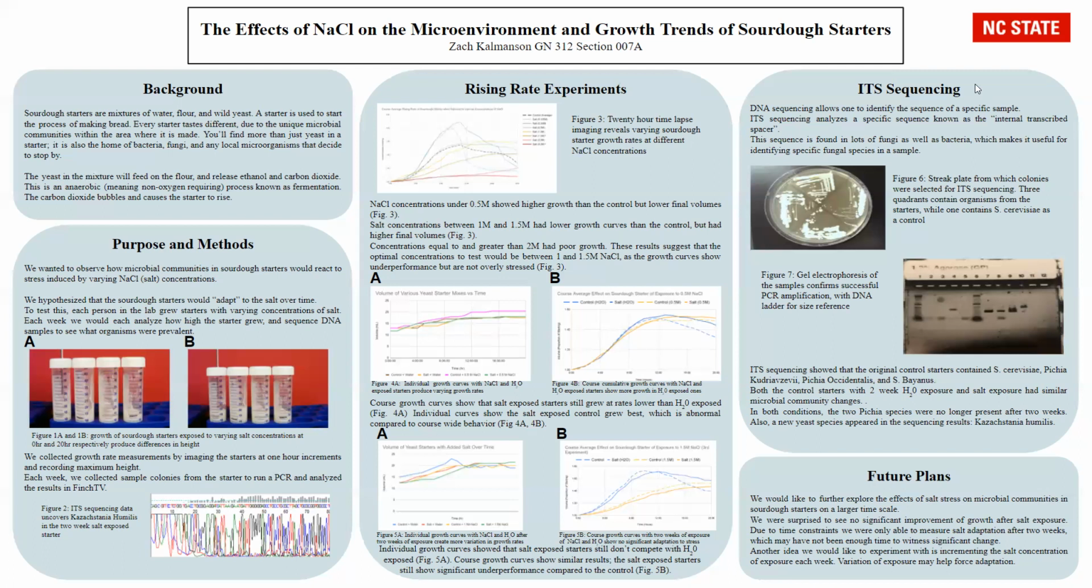From the ITS BLAST results, we found various changes in the microbial community of the starters over time. The initial starters were found to contain S. cerevisiae, Pichia kluyveri, Pichia occidentalis, and S. bayanus. Interestingly, both the starters exposed to salt and the ones exposed to water for 2 weeks endured similar changes in their ecological communities. In both cases, the 2 Pichia species were no longer present in the ITS samples. Also, in both cases, a new fungal species showed up, Kazachstania humilis.